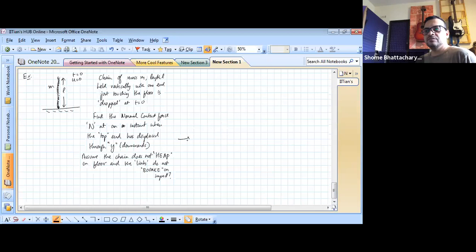So you have to basically find this normal contact force as a function of y, where y is the vertical displacement. Okay, so by the time the chain has become like this, this end is displaced by y. So this vertical part is L minus y. Okay, so at that point of time, what is the normal reaction due to the floor? That is what we have to calculate.